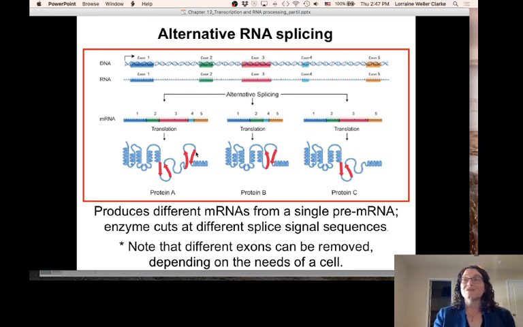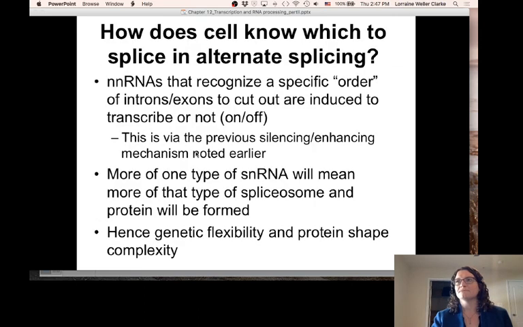Different exons can be removed depending on the needs of the cell, using the same pattern as our body does to turn on and off genes, the silencer versus the promoter, the enhancer, okay? So again, sorry, this should say snRNA. How does the cell know which to splice?